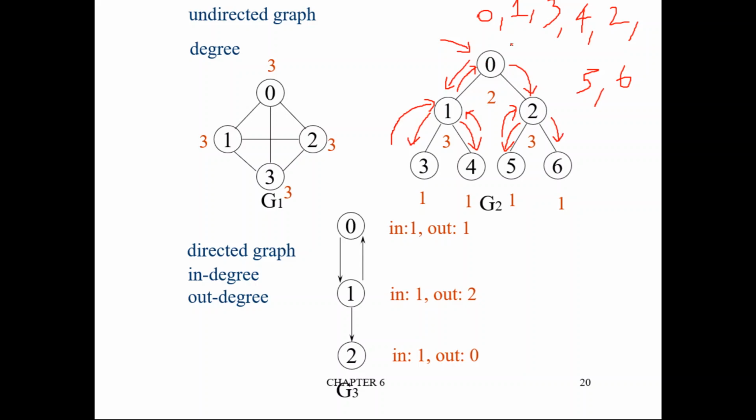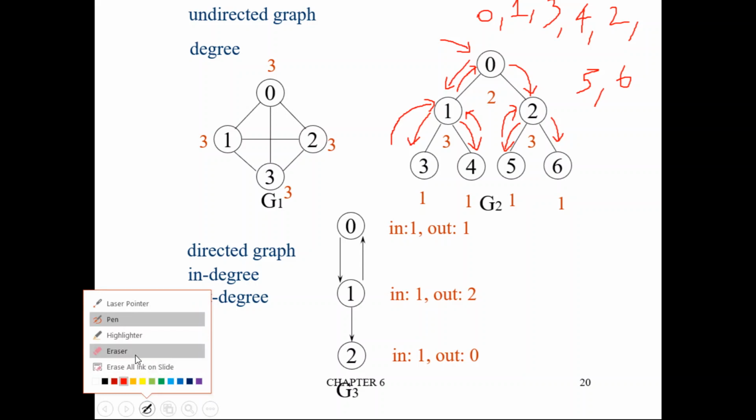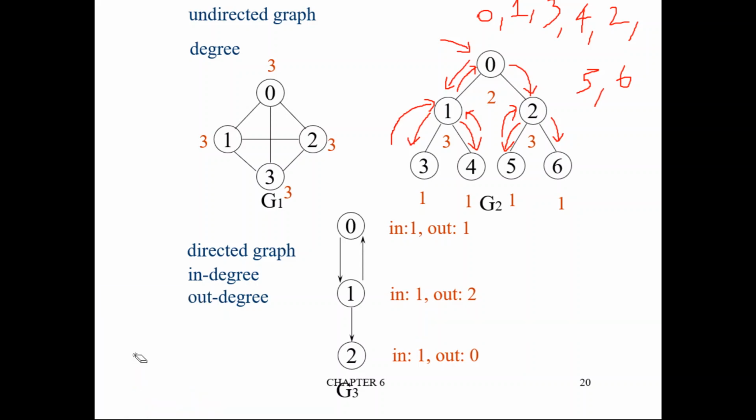So this is the order in which we visit for depth first search: 0, 1, 3, 4, 2, 5, 6. If you see this particular tree now, in a tree you can actually feel why we are calling it depth first search.